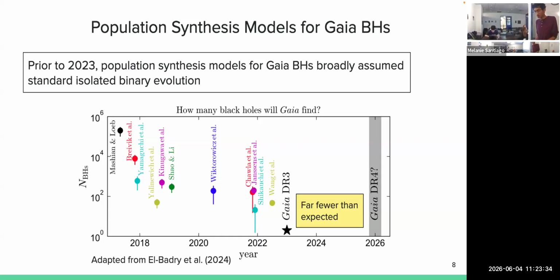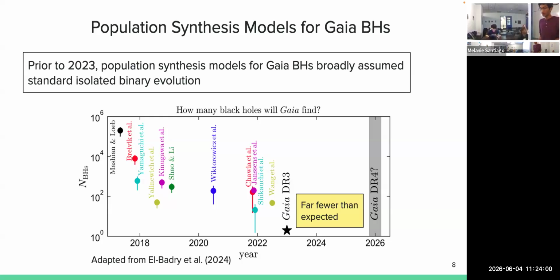So what have people done in this field? Well, prior to the third release of Gaia, there was a bunch of population synthesis models for the types of black holes that Gaia would find. People didn't know what Gaia black holes were before DR3, but they just generally tried to predict how many black holes the mission would find. And they all broadly assumed the standard isolated binary evolution picture. I'm going to call it IBE from now on, but I don't want to keep saying the same three words. But it's all the vanilla type stuff, because what else would you assume?